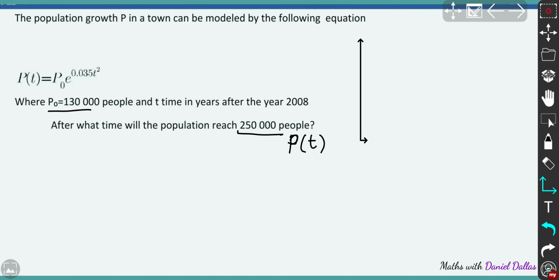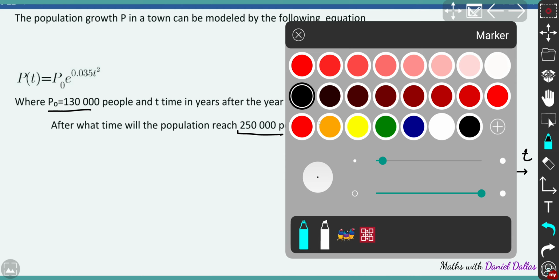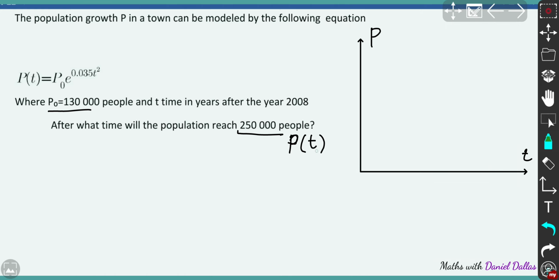So actually, first I'll illustrate how it works using graphs. So this is P, population, and this is the timeline, the horizontal axis. And let's draw the graph. For example, I can use that. Let's do it a bit bolder. Okay. So how does it work?